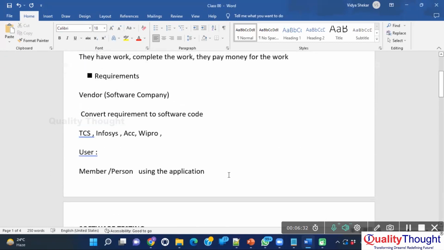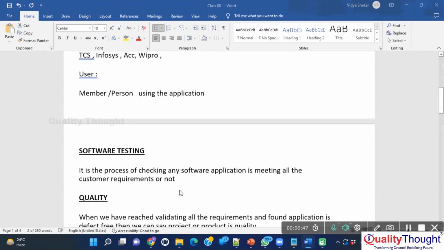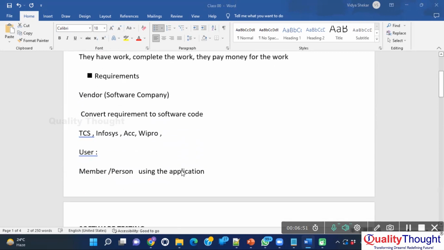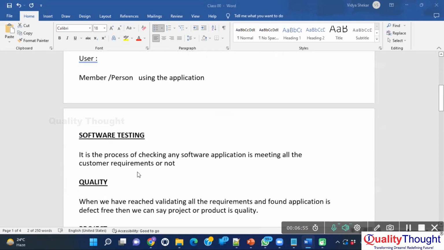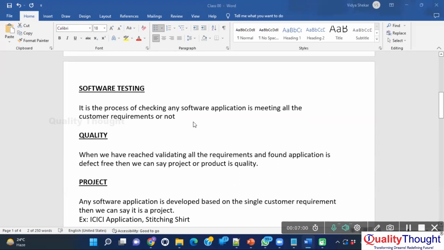Now, what do you mean by software testing? The client is going to give some requirements, and the vendor will develop them, or convert the requirements into software code, and the user is going to use that particular software. What do you mean by software testing?